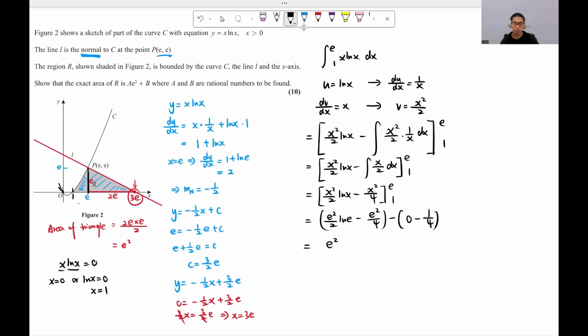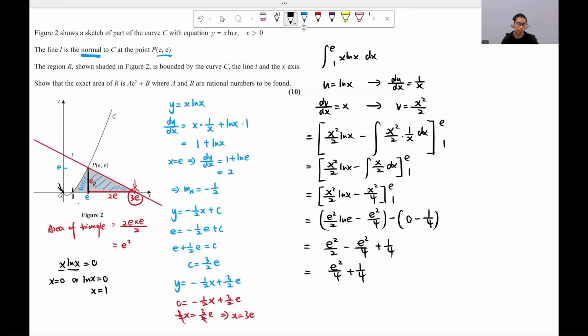So e squared over 2 times ln e, and ln e is equal to 1, so just e squared over 2 left. And then minus e squared over 4, and then minus 1/4 becomes plus 1/4. So half minus 1/4 should be 1/4. So it's e squared over 4 plus 1 over 4. Now we have the area for the small region.